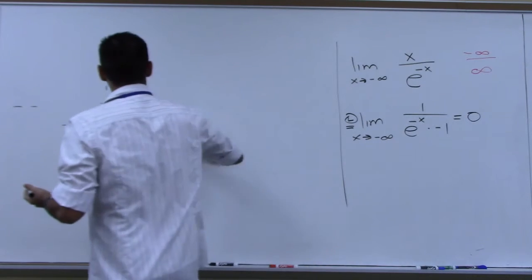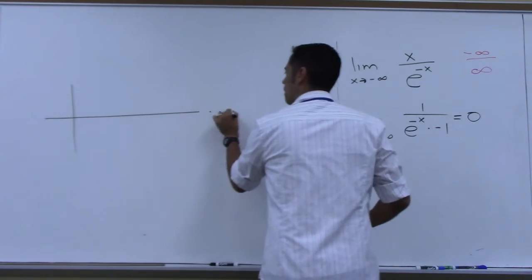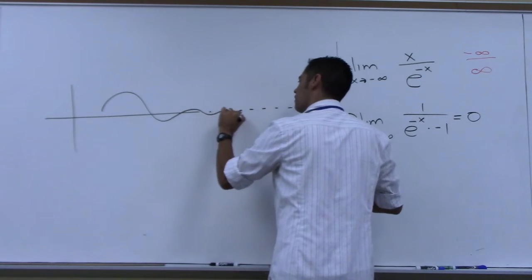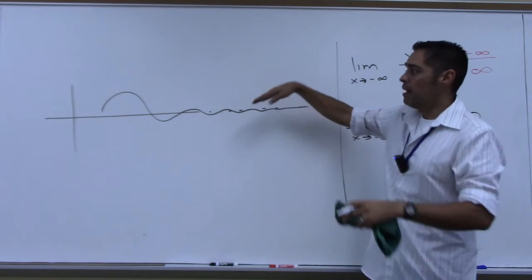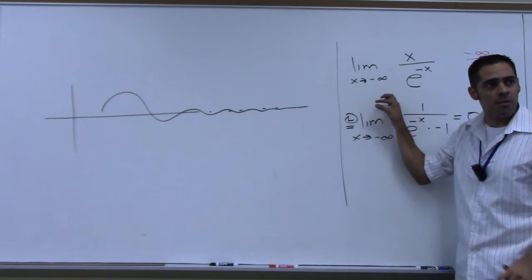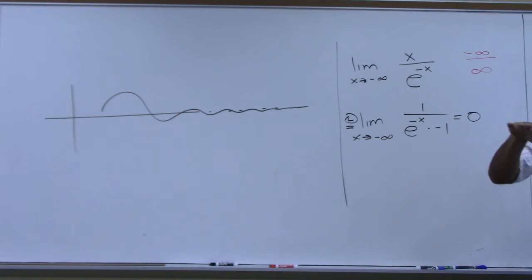Okay, not only that, I could have a horizontal asymptote of 0, and I could have a function go like this, oscillating and going above it and below it and through it over and over, and every time it's getting smaller and smaller. That would still be approaching 0, and we'd still have a horizontal asymptote of 0. Okay?